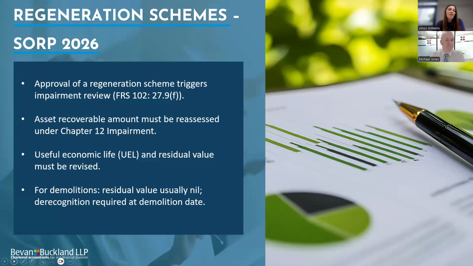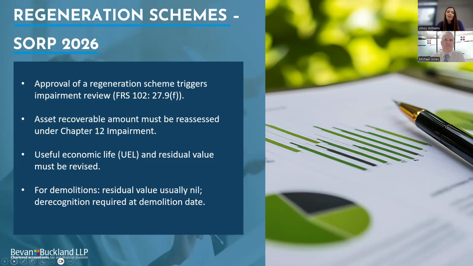Approval of regeneration schemes is specifically listed in FRS 102 as an indicator that an impairment review may be required. The logic here is straightforward. Once a landlord commits to a scheme that will redevelop, replace, or significantly alter existing properties, there's a strong possibility that the carrying amount of those assets can no longer be justified. So at this point, the scheme is formally approved, not when the demolition starts, not when contractors are appointed, but at the approval stage.